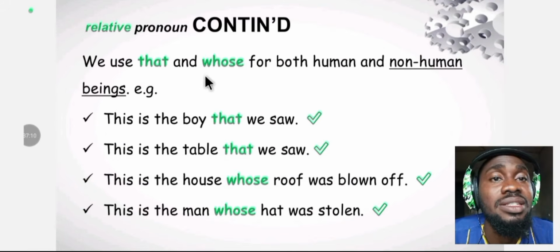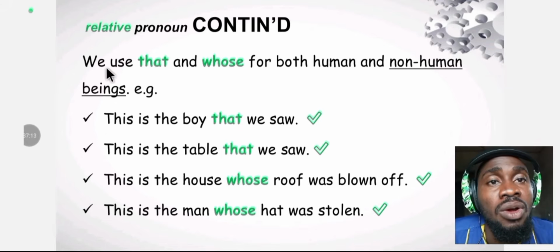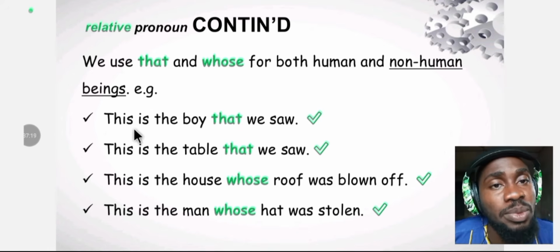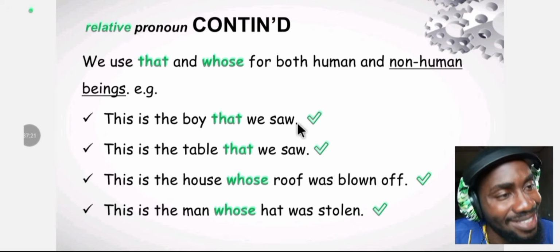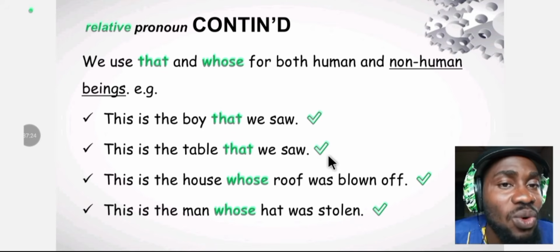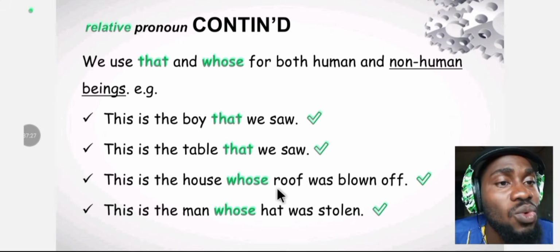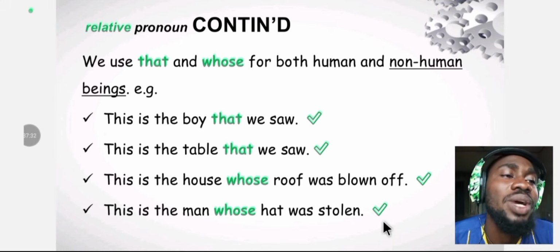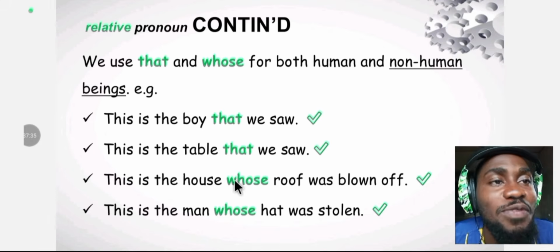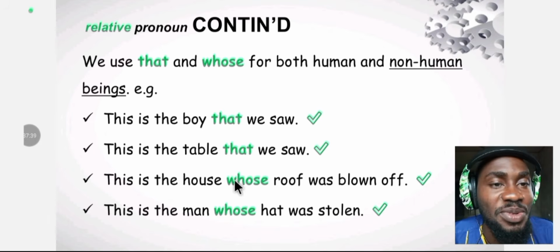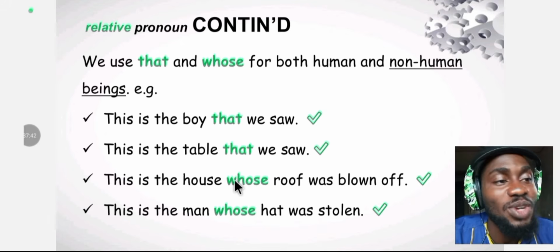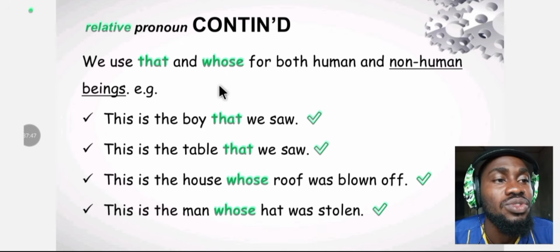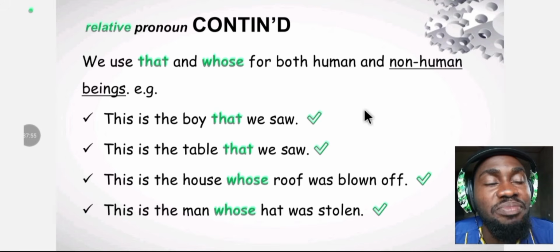Okay, moving over to the next. Still under relative pronouns, we use that and whose for both humans and non-humans. For example, this is the boy that we saw. Correct. This is the table that we saw. Correct. This is the house whose roof was blown off. Correct. This is the man whose heart was stolen. Correct. So this one does not have any specific rule. You can use it for humans, you can use it for non-humans, that and whose. With this, we have come to the end of relative pronouns.